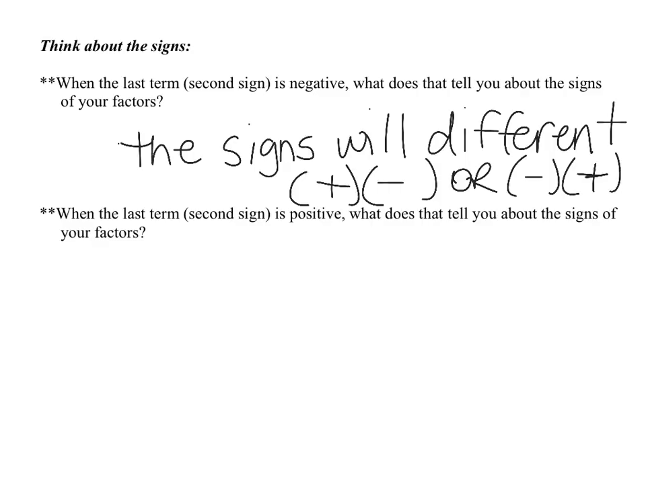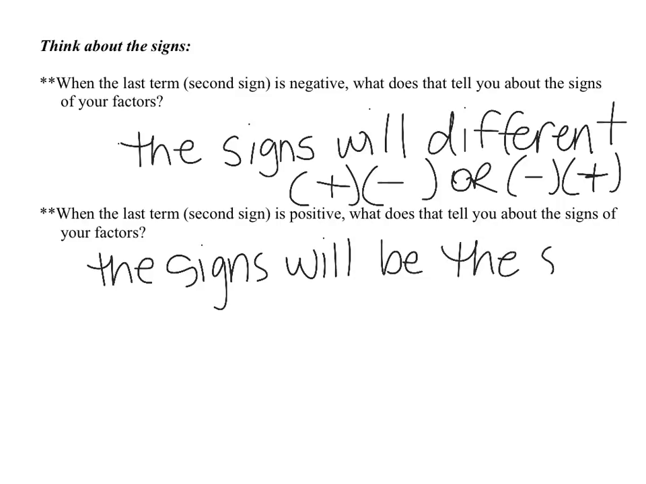All right, and now let's look at what happens if the last term is positive. Every problem in the first column has positive 15 and positive 6. What that means is that your signs will be the same. That's so important, another hard and fast rule. The signs of your factors will be the same.